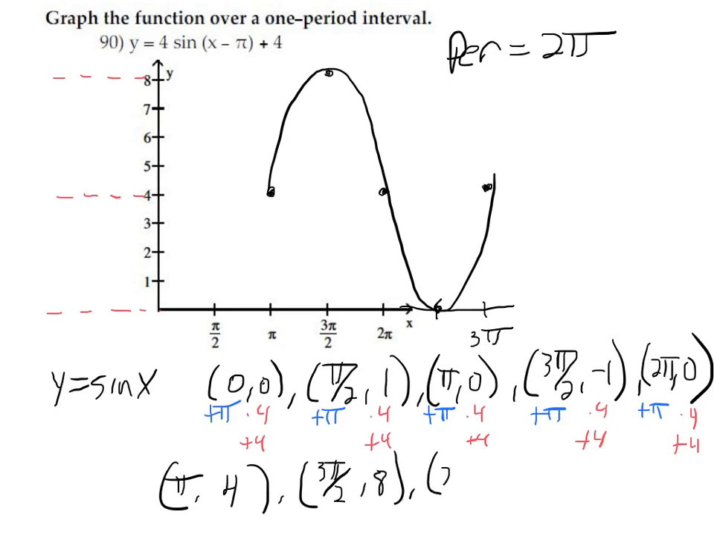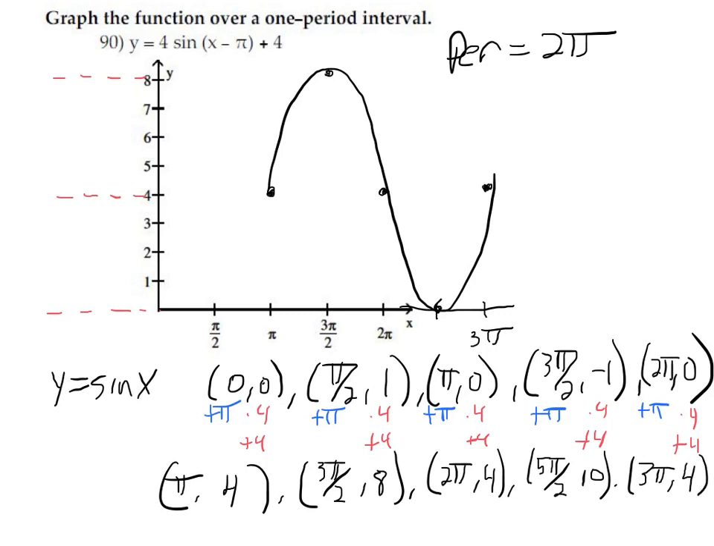Pi plus pi, 2 pi. 0 times 4 is 0, plus 4 is 4. 3 pi halves plus pi, 5 pi halves. Negative 1 times 4 is negative 4, plus 4 is 0. And 2 pi plus pi is 3 pi. Oh, sorry, I'm running out of room. My writing's getting bad. Let's try that again. 3 pi. And 0 times 4 is 0, plus 4 is 4.